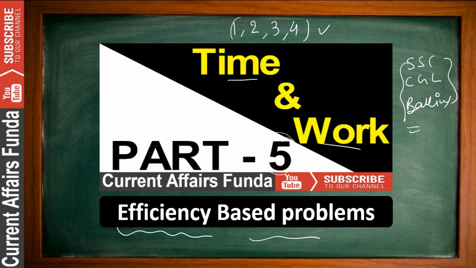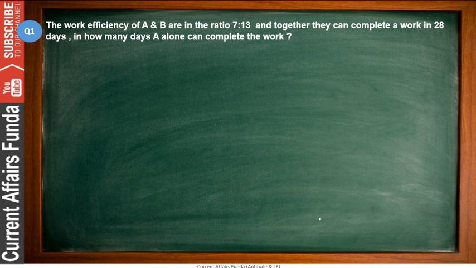Let's go. First question, friends: the work efficiency of A and B are in the ratio 7:13, and together they can complete a work in 28 days. In how many days can A alone complete the work? If you are watching this video for the first time, you may not know the meaning of efficiency. That's why I'm telling you to watch all the parts 1, 2, 3 and 4. In the playlist section there is a folder of time and work, and inside it we have already uploaded all these 4 parts.